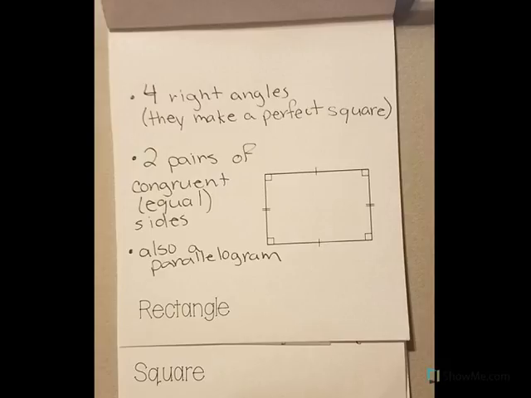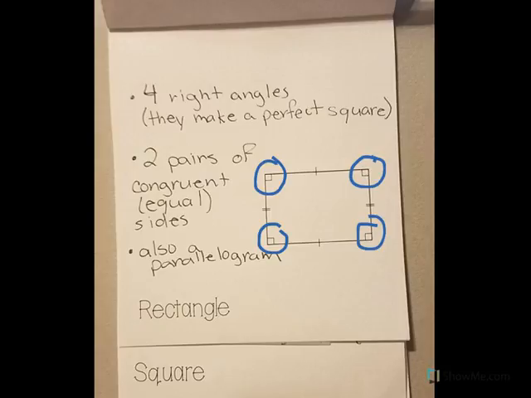Alrighty, let's go on to the rectangle. Again, make sure you pause your video to write down your notes, then press play so you can hear the explanation. So a rectangle has four right angles. That means they make a perfect square. As you can see here, that's how we mark up the right angles. If the angle can make a perfect square, then it's a right angle.